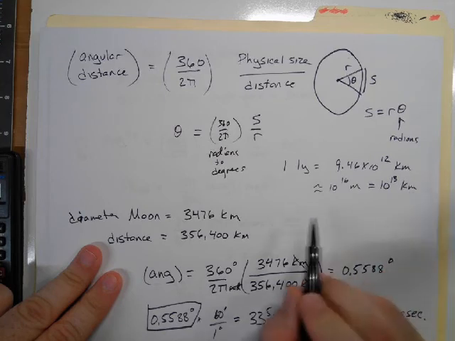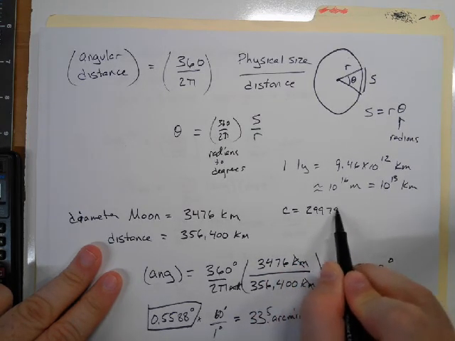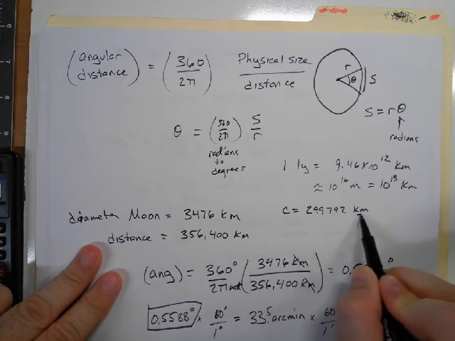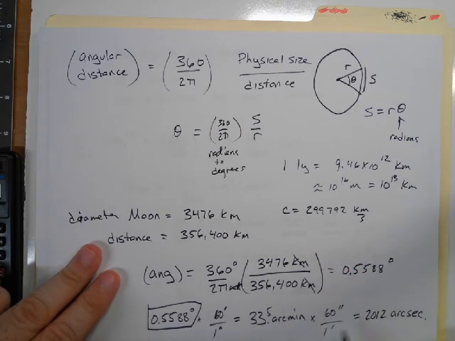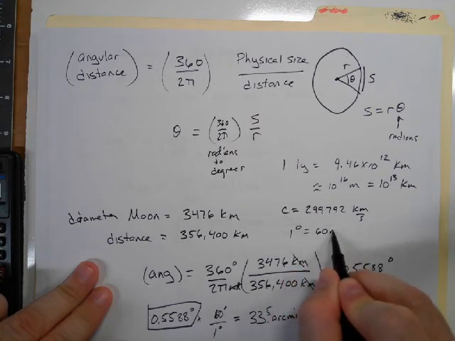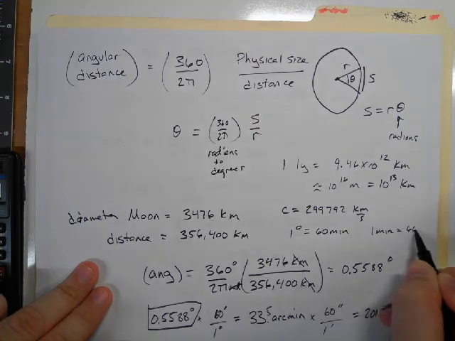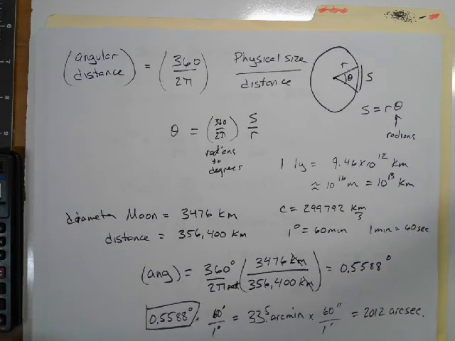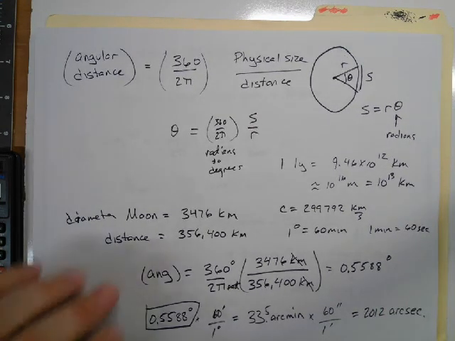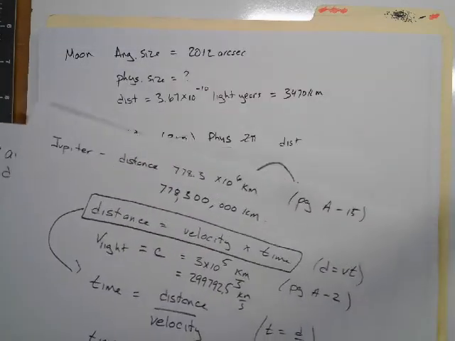kilometers. And then C is 299,792 kilometers per second. And then all of these things where you're converting 1 degree is 60 minutes, and 1 minute is 60 seconds. And they're arc seconds. Right? So you have all this stuff. Those are the 3 calculations you got.